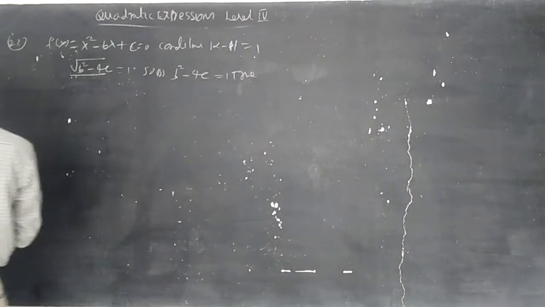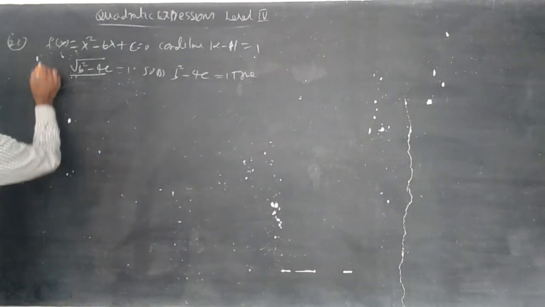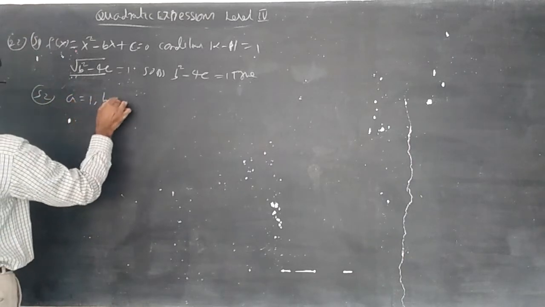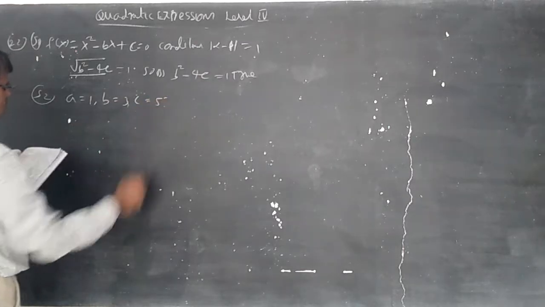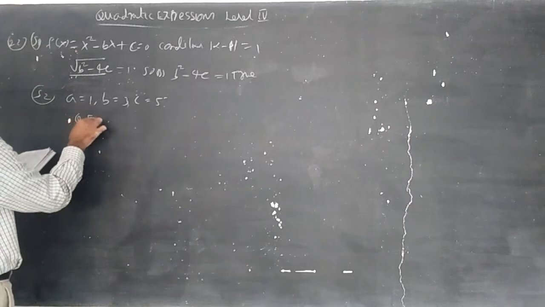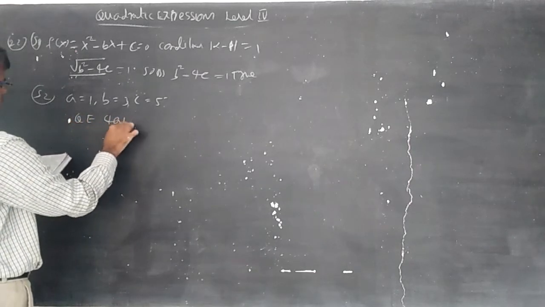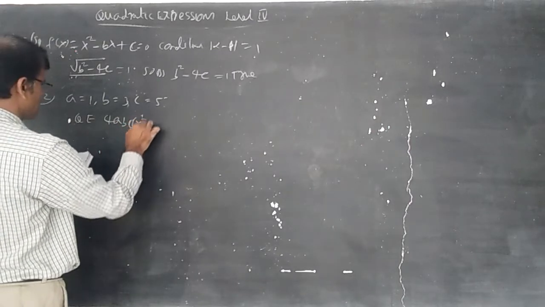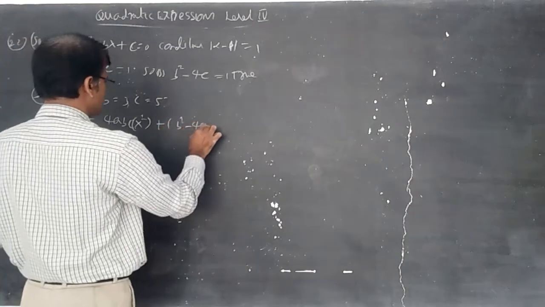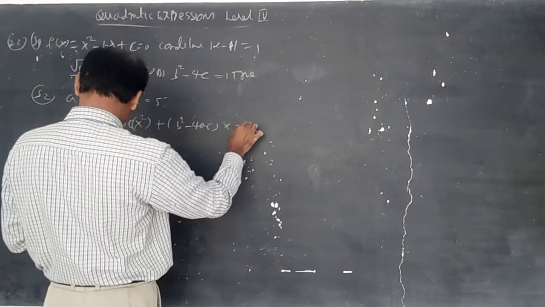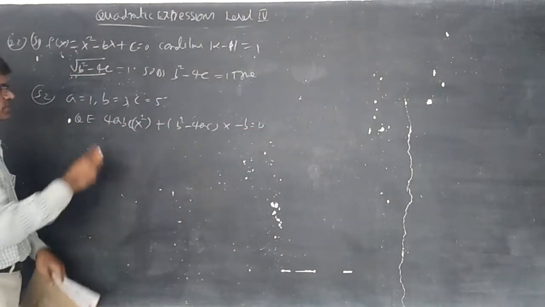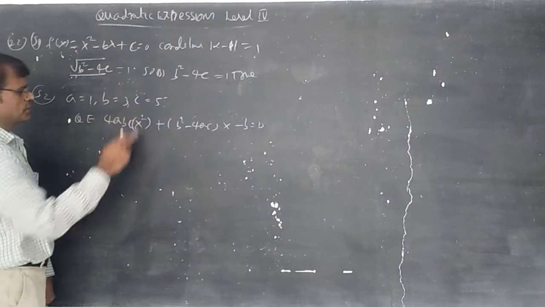Statement 2: if A, B, C are odd integers, then the roots of the quadratic equation 4ABC x square plus (b square minus 4ac) x minus b equal to 0 are real and distinct. Simply I am taking odd values: A is equal to 1, B is equal to 3, C is equal to 5. Let us substitute the values 4 into 1 into 3 into 5.